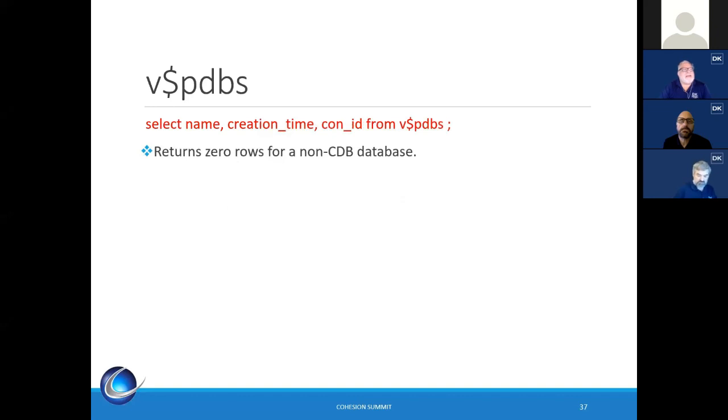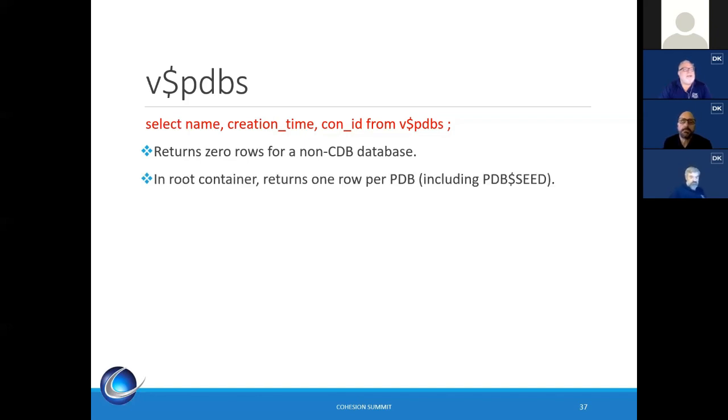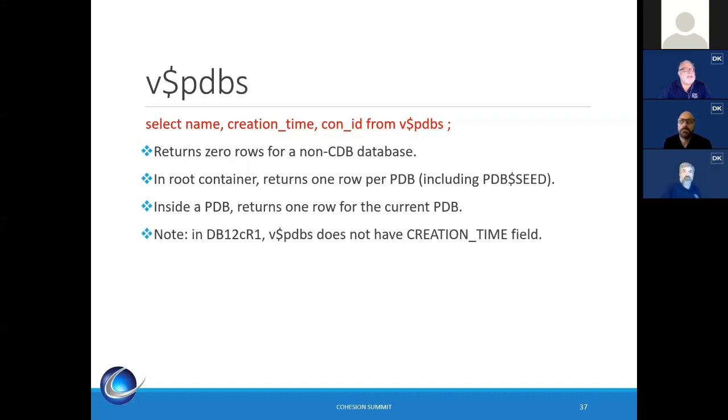The v$pdbs view gives you creation time. Zero rows if you're in a non-container database. Root container gives you one for each. And in a pluggable database, it gives you one row for your current PDB. And a bonus is 12.1, if you're still on 12.1, v$pdbs doesn't have the creation time field, so you can't use that to tell you how fresh your data is.